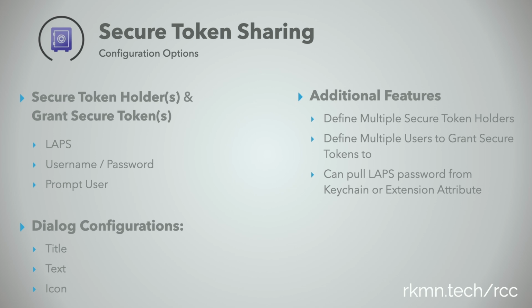Say you have 5 users on the device, you don't know who has a secure token. You can set all 5 of those as the potential token holders and also define all 5 of those as the ones you want to grant to. And then you just guarantee that everyone has a secure token. And yeah, you can pull the LAPS password from a keychain or extension attribute. Pretty versatile tool.